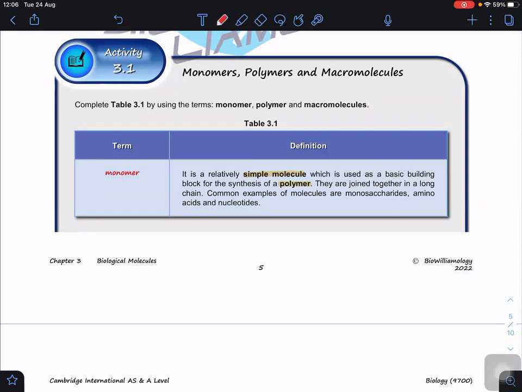Okay, biological molecules that we use as monomers: monosaccharides, we are going to form polysaccharides later. Amino acids will be used to form polypeptides. And then nucleotides, we use them to form polynucleotides. Okay, so in biology, we only have these three monomers: monosaccharides, amino acids, and nucleotides. Okay, now next.